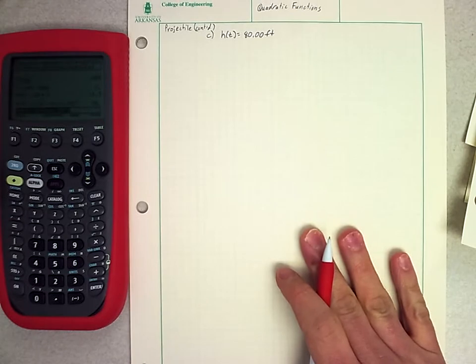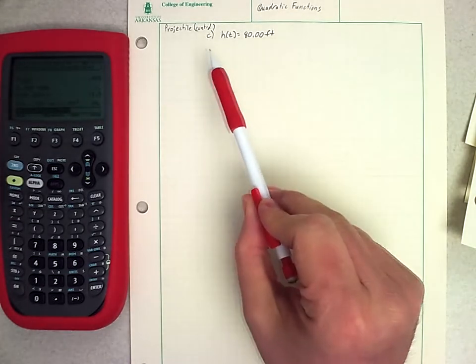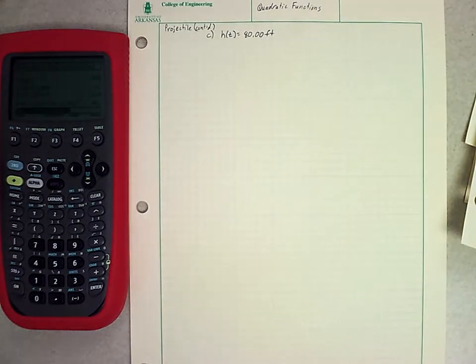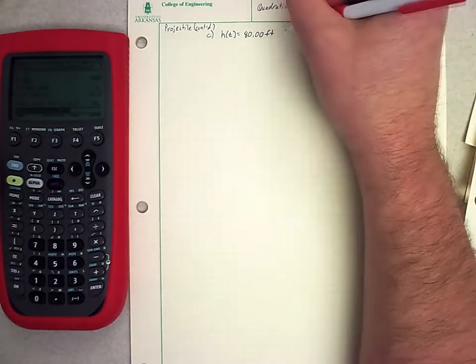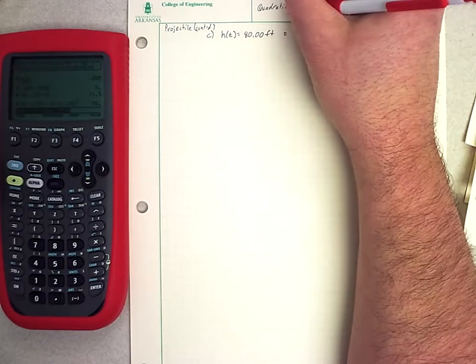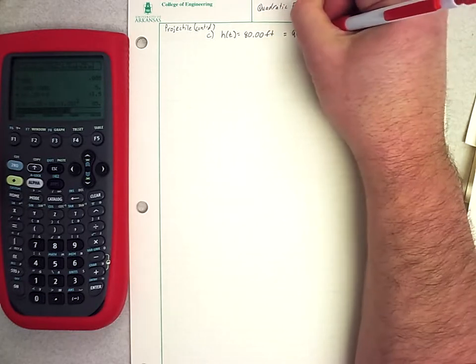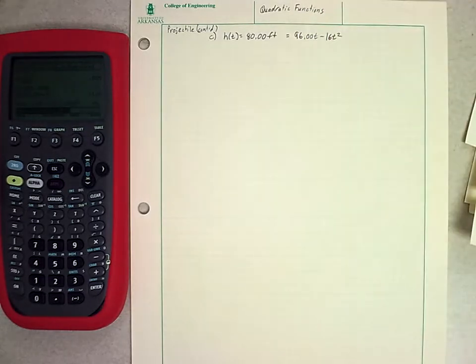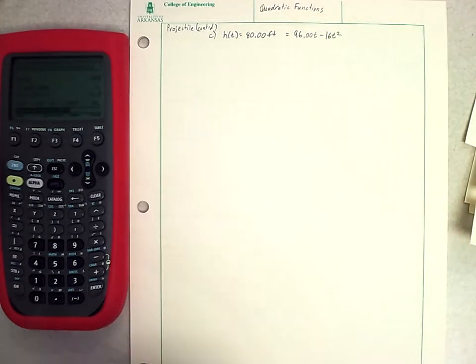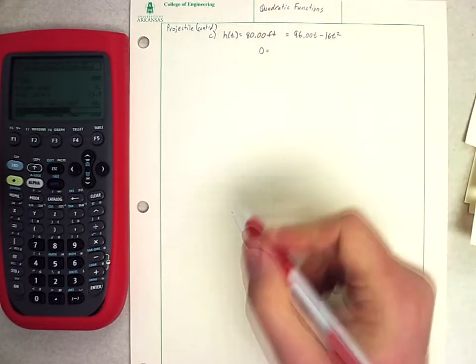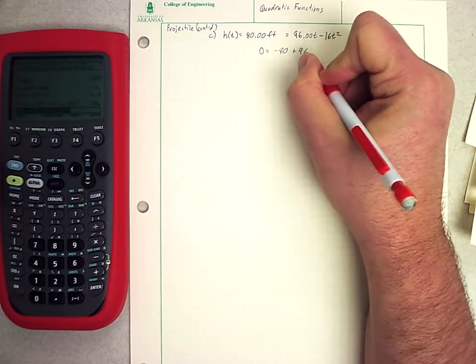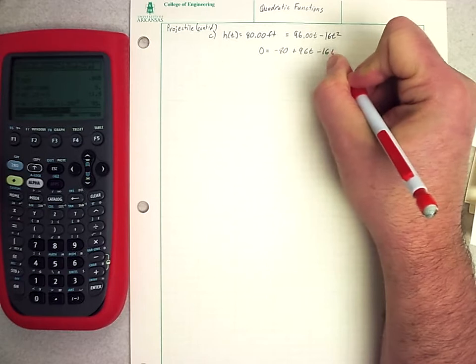Continuing on with our quadratic functions, the projectile example, part C asks us when is the projectile at 80 feet in the air. And so we just need to know when h equals 80. So we'll set our equation equal to 80. So that is 96.00 t minus 16 t squared. To solve that, I want to actually have an equation set equal to 0. The way I would do that is to subtract 80 from each side. So 0 is going to equal negative 80 plus 96t minus 16t squared.